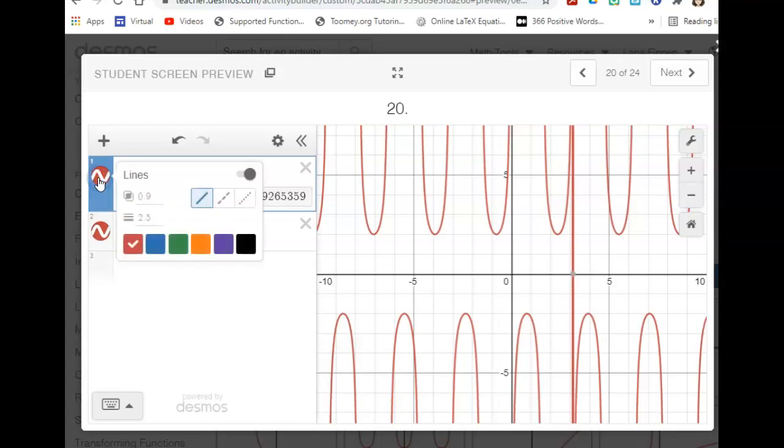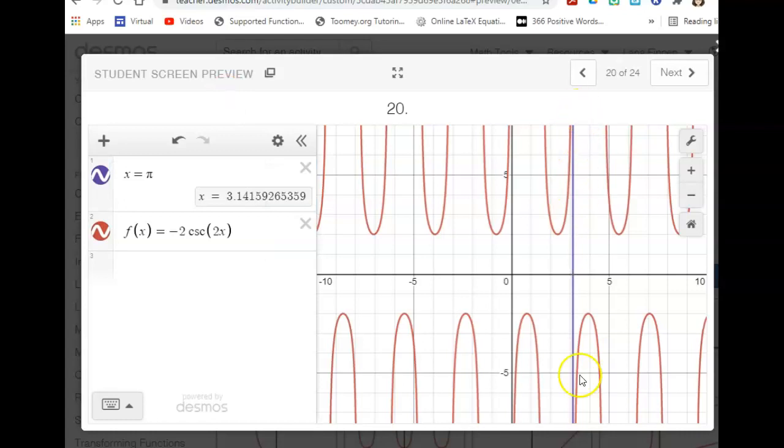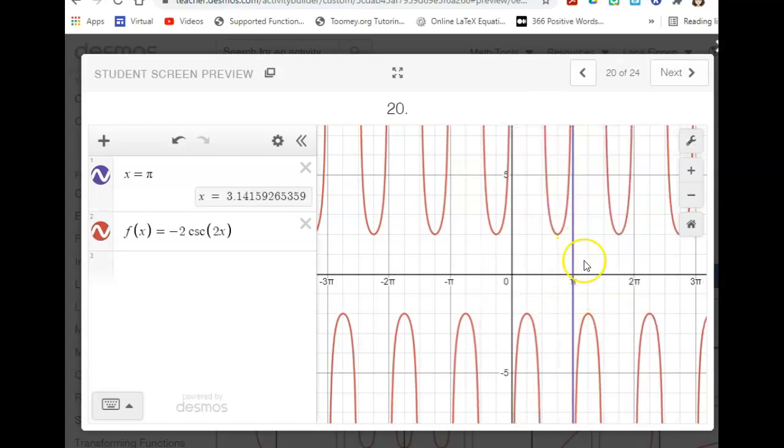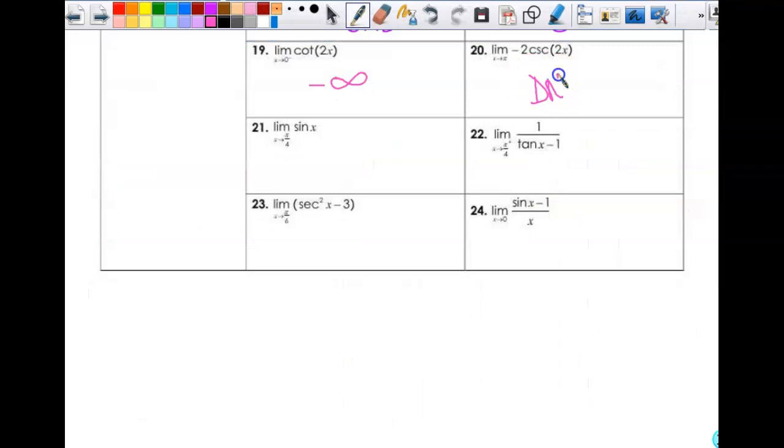Let me change the color. All right. So here's pi right here. Even though I don't have the step correct on my x-axis, it doesn't matter. As it approaches pi, and this does not say from the left or the right, when I go from the left, it's infinity. Coming from the right, it's negative infinity, so that does not exist. If you don't want to type in or graph another line, you can always go to the settings here and change your x-axis step to pi. That way you can see right there you're at pi. Either way, it doesn't really matter. Your answer is still does not exist.